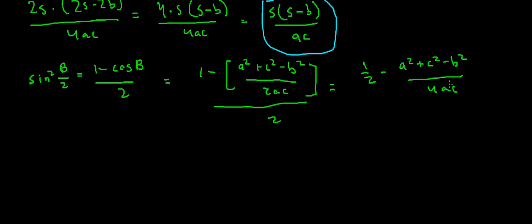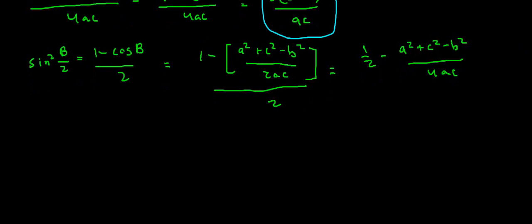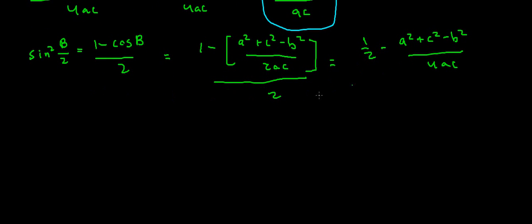And I do the same thing. I want to get all of these under one fraction. So this will be A squared plus C squared minus B squared. Well, I could write it like that, but I'm just going to change the signs. So I'll have minus A squared minus C squared plus B squared plus 2AC over 4AC.